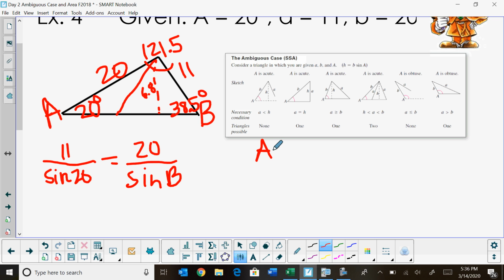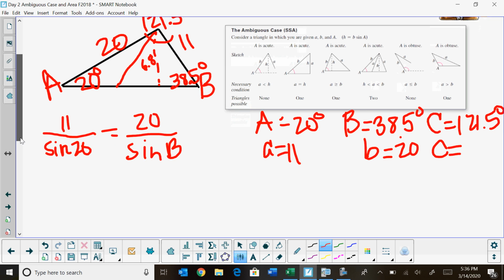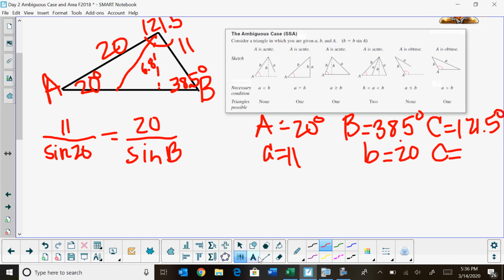So A is 20 degrees, B is 38.5 degrees, and C is 121.5 degrees. Little a is 11. That was given. Little b, that was 20. That was given. And then little c, we haven't solved for yet. So let's go back and set up and solve for c.